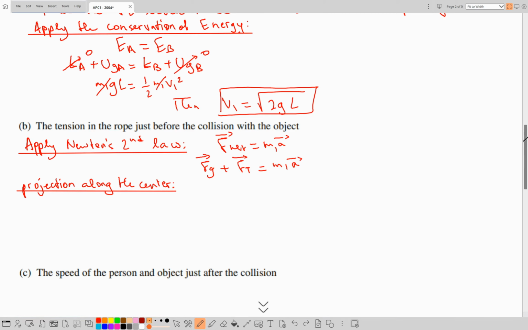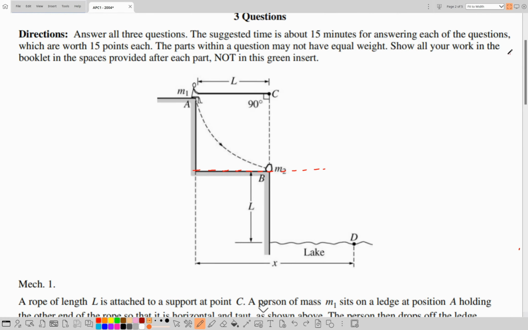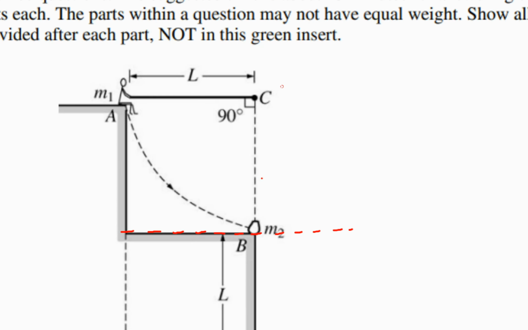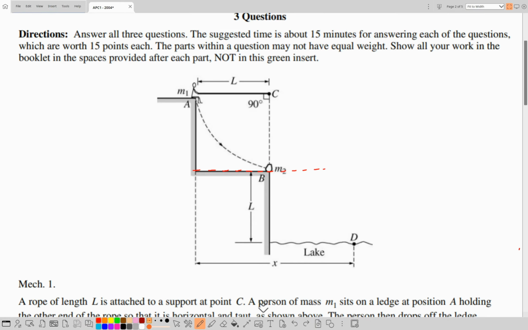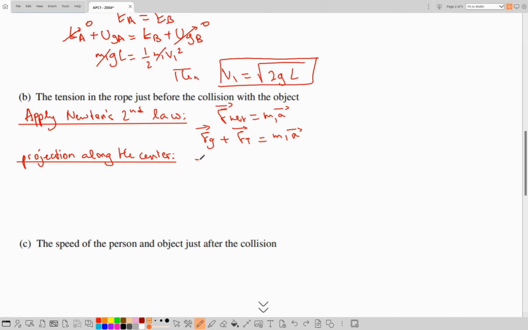Now, what would be the positive direction? In this case, we know that the forces pointing along the center would be in the positive direction. We have the tension to be up, so the tension is positive, and the gravitational force to be negative. Then we can say that that would be minus m1g plus FT equals m1 multiplied by a.